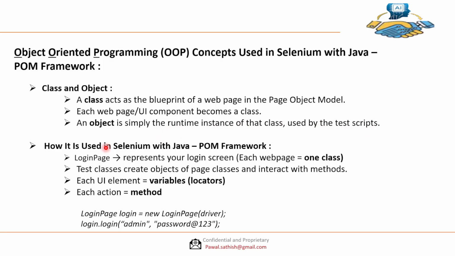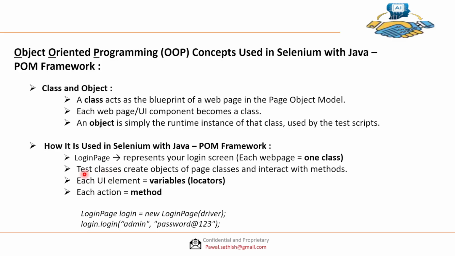Here I have given an example of how it is used in the POM framework. As I mentioned, each web page is equal to one class. For example, we are writing test scripts for the login page. So the login page is one class, and here it represents your login screen. In that class we have multiple methods, or multiple test cases.